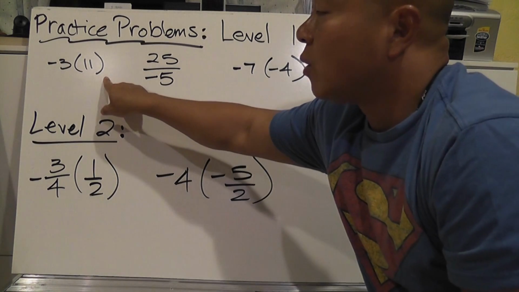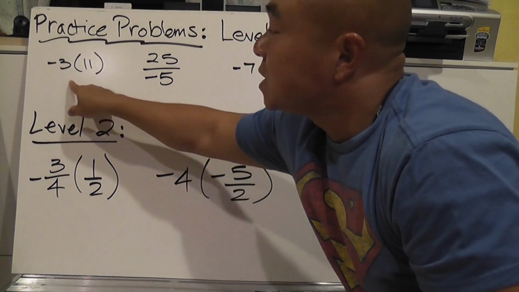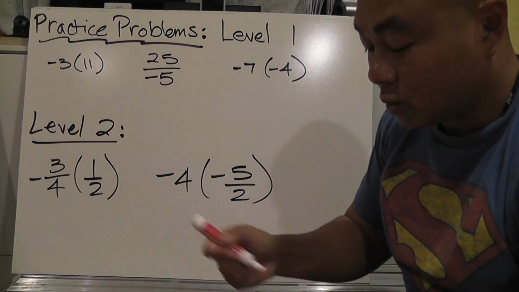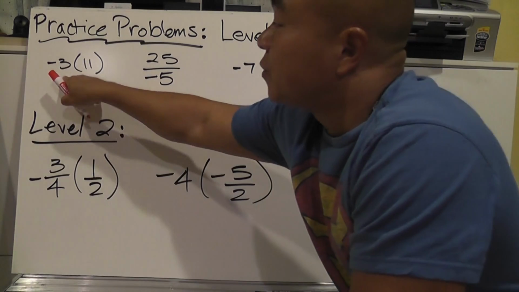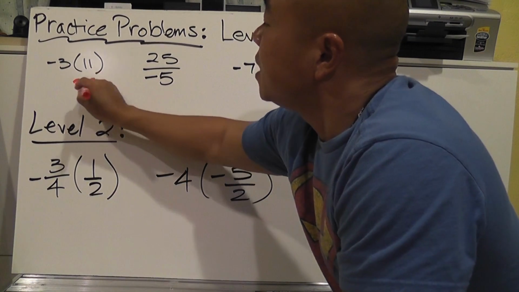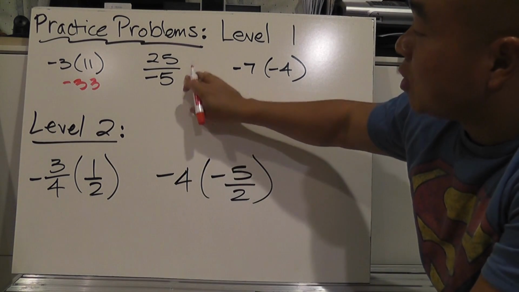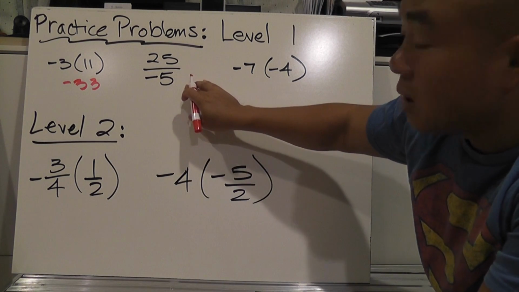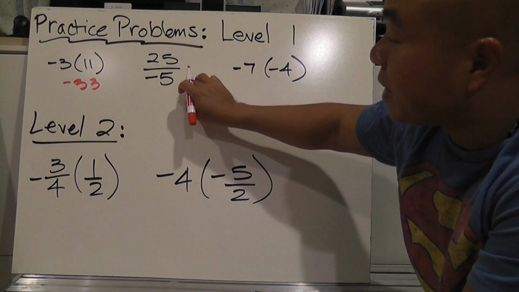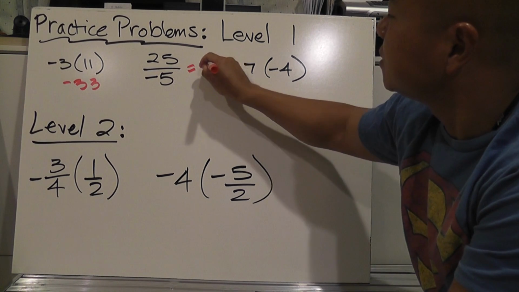So according to our very important concept, if you have different signs, a negative and a positive in this case, your answer will be a negative. So 3 times 11 is 33. A negative and a positive gives you a negative. Here we have a division question. 25 divided by negative 5, a positive divided by a negative will give you a negative answer. Here's negative 5.